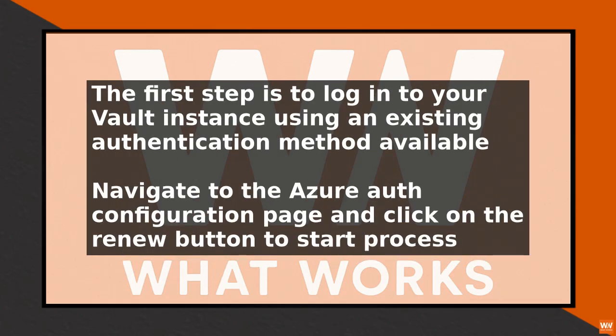Next, you need to update the Azure Auth configuration with the new service principal credentials. This includes the client ID, client secret, and tenant ID. You can obtain these credentials by registering a new service principal in Azure Active Directory.